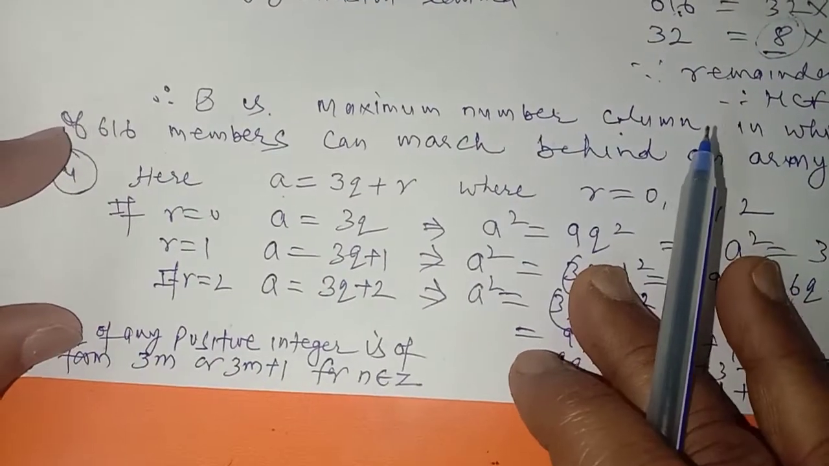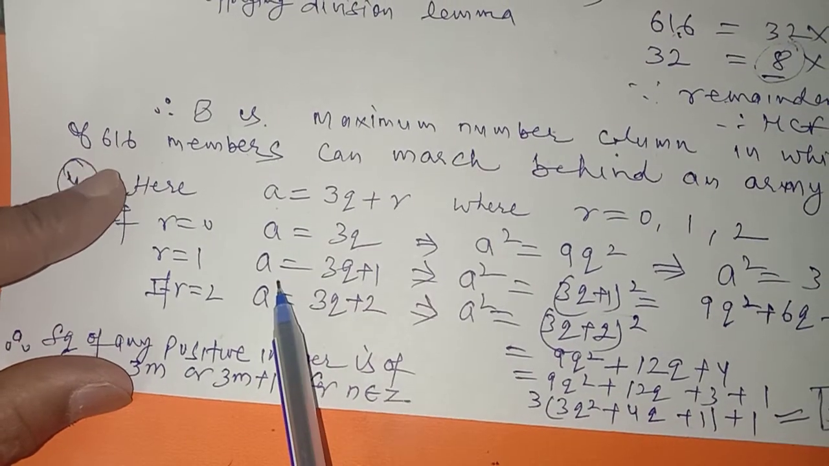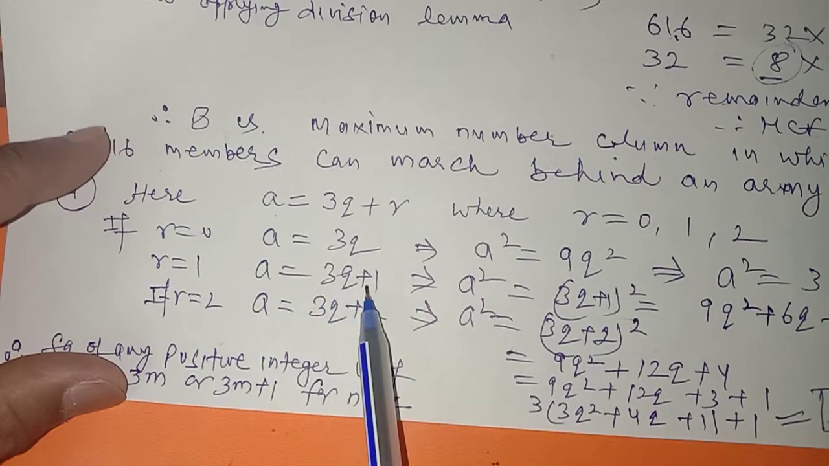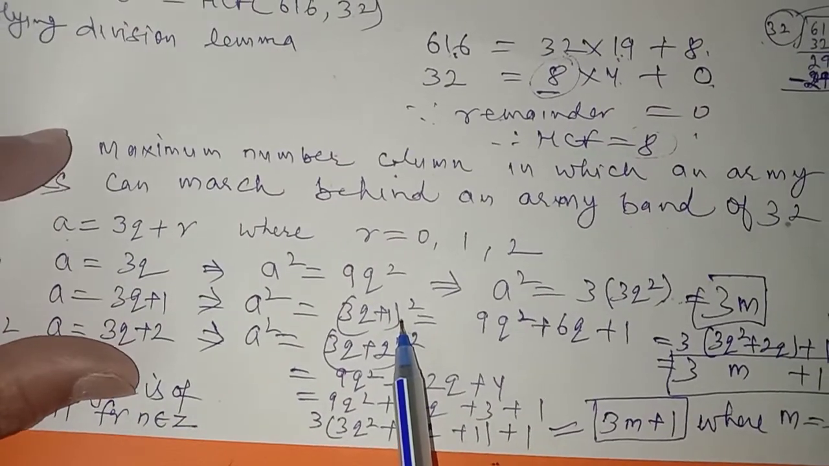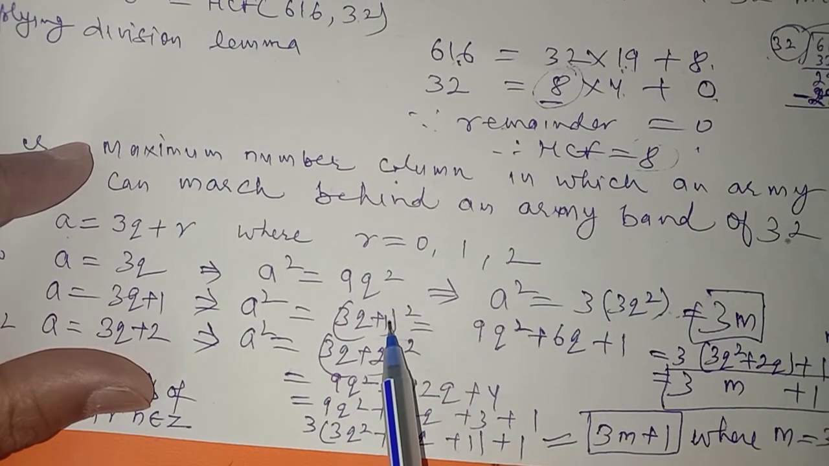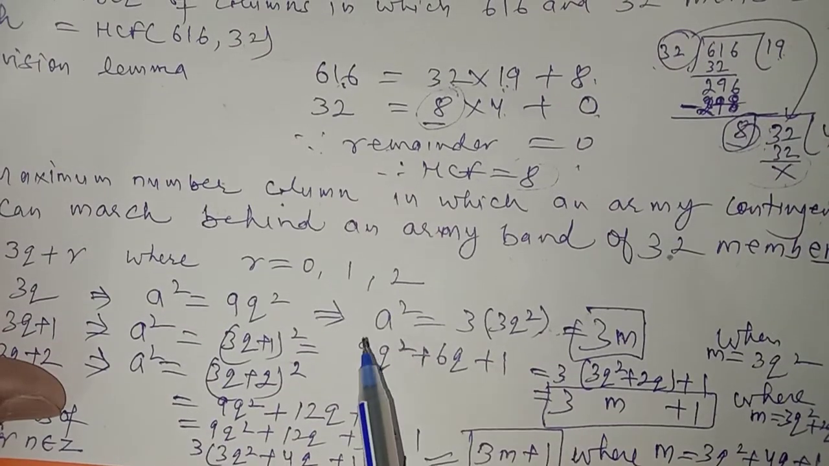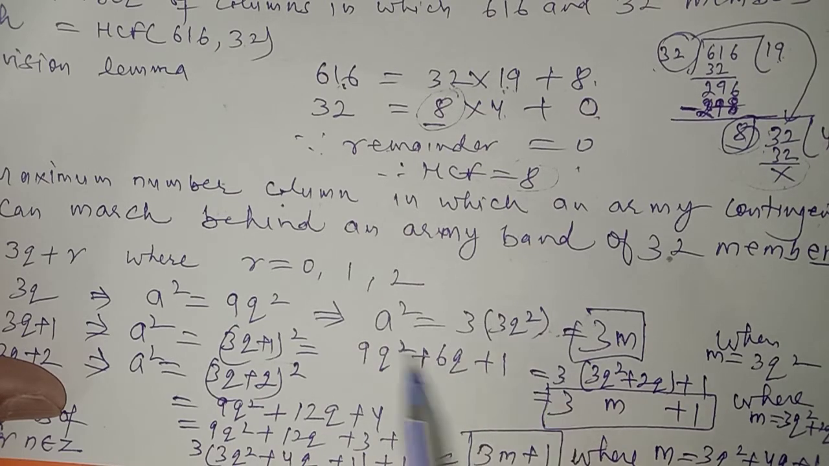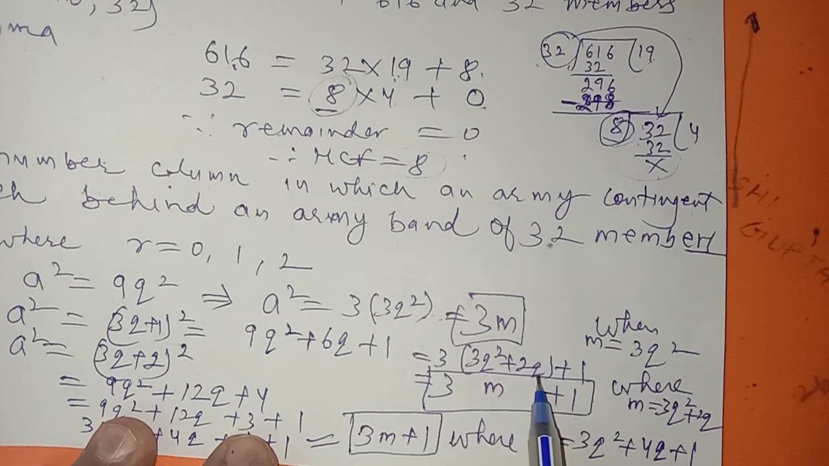Now similarly, for r is equal to 1, replacing r by 1 here, a is equal to 3q plus 1. Now again squaring both the sides, you have to find the square of the integer. So a square is equal to the whole square of 3q plus 1. Squaring the right hand side, a square plus 2ab plus b square, this comes. Now see it very carefully. Now you can take 3 common in the first two terms. What remains here is 3q square plus 2q, plus 1.